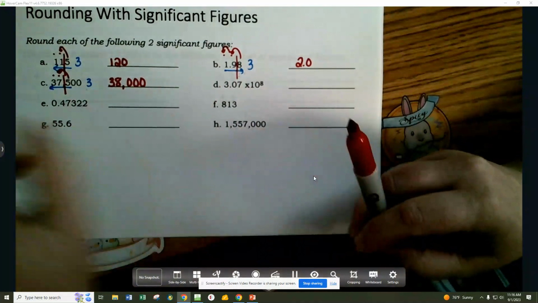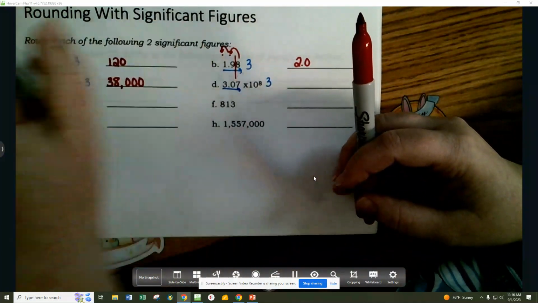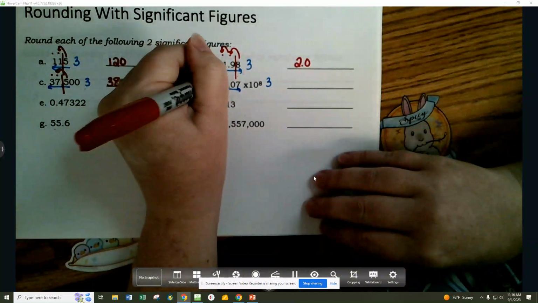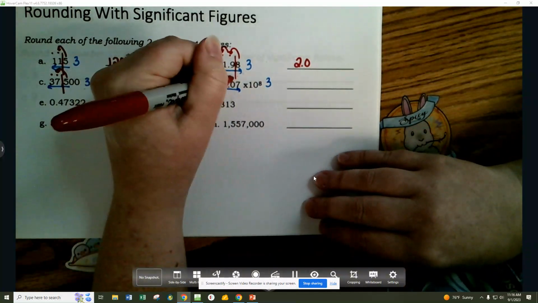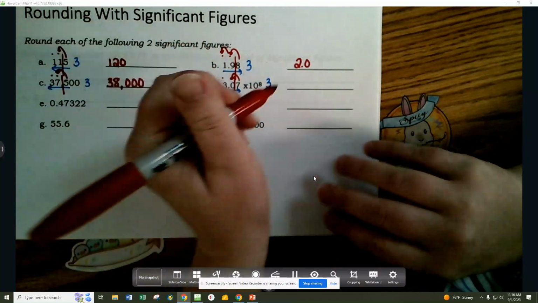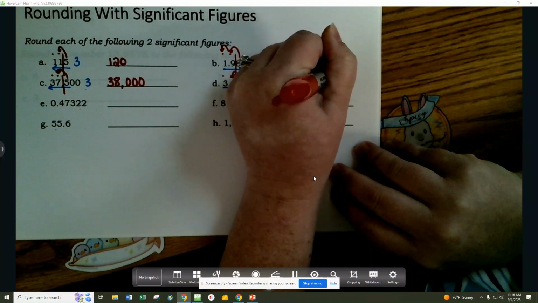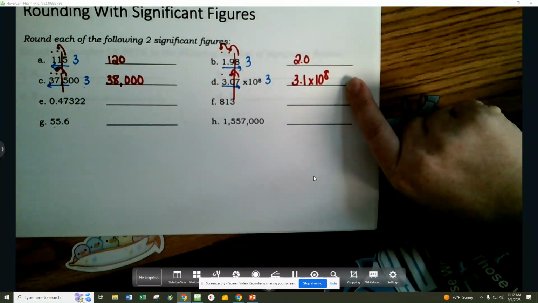Sig figs with scientific notation. Again, looking at the base, there are 3 total sig figs. We can keep the 3 and the 10th place. The 7 will have to go, and that 7 will round up. So we end up with 3.1, and that's times 10 to the 8th, and that part does not influence sig figs.